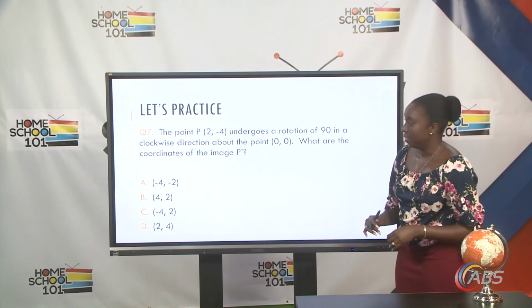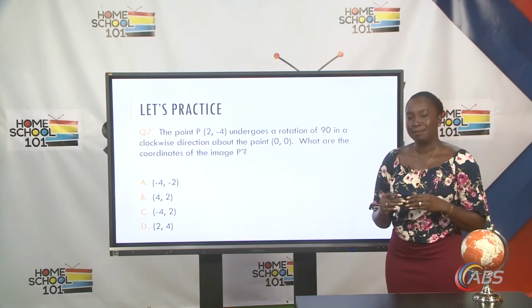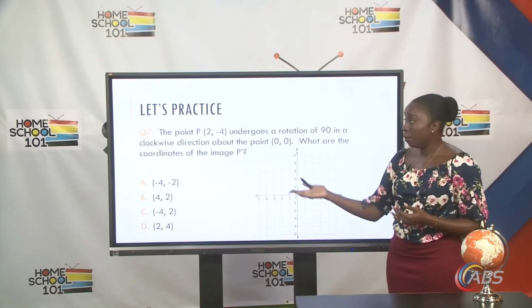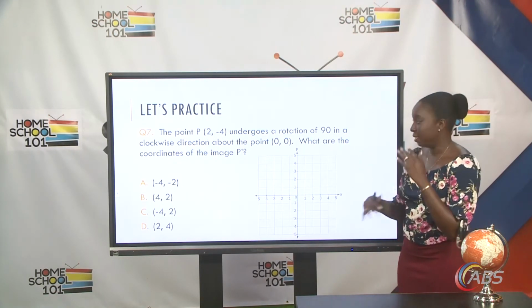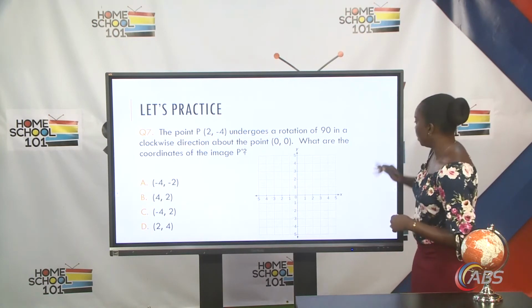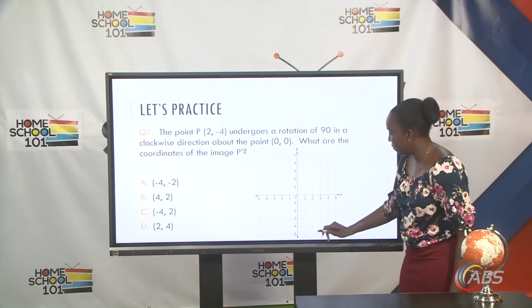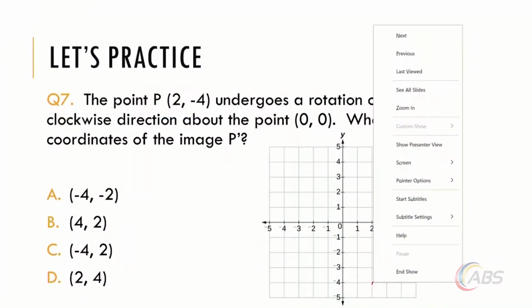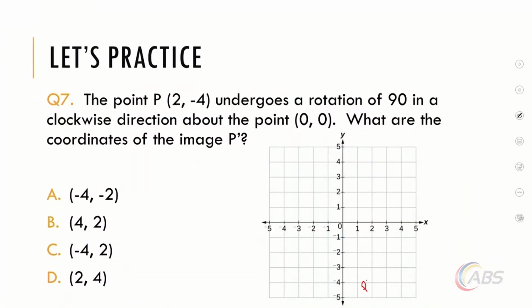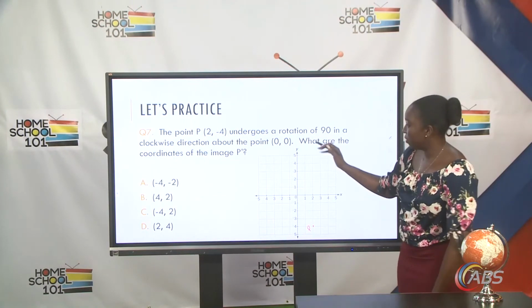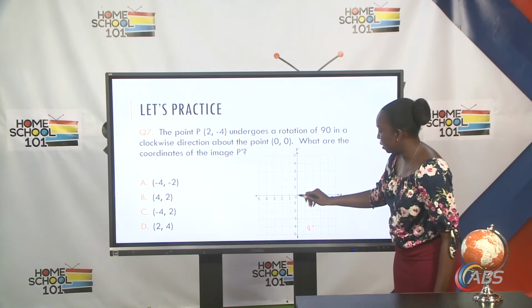They want to know what are the coordinates of the image P prime. Now, I can give you rules, but sometimes it's better to see it in action. So we're actually going to just plot our point P and rotate it 90 degrees about the origin. Right? So point P is at (2, -4). That means my point P is down here. That's my point P. And the center of rotation, or the origin of rotation, is at (0, 0), which is here.